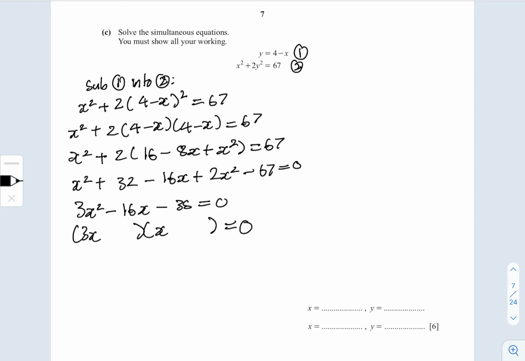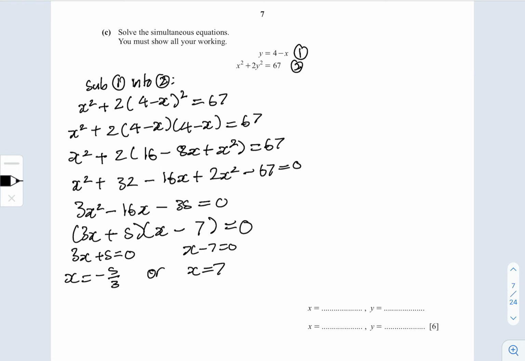The factors of 35 are 5 and 7. 5 times 7 is 35, and we need to figure out which one is positive and which one is negative. If we put negative here and plus here, 7 times 3 is 21. So negative 21 plus 5 gives you negative 16, which is correct. Therefore, this is right. Now, with the individual brackets, we get 3x plus 5 equals 0, so x equals negative 5 over 3. The second one, x minus 7 equals 0, so x equals 7.